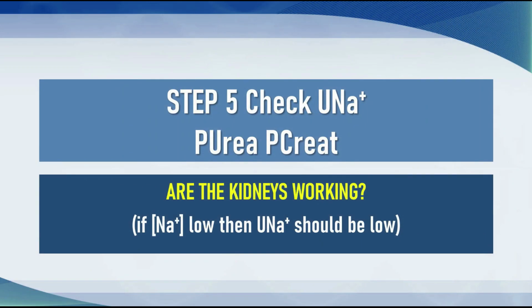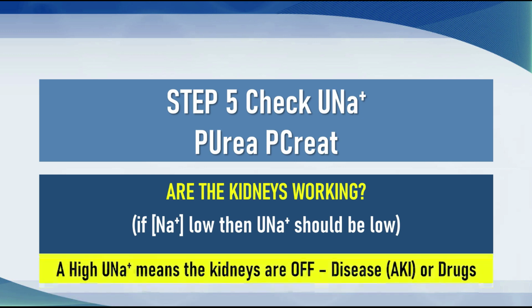The most important aspect to look at is the organ system that controls salt and water output, the kidneys. Are the kidneys working? We need to look at the urea and the creatinine, but it's also imperative that you look at the urinary sodium. A high urinary sodium with a low plasma sodium means that the kidneys are not working. The kidneys are off.